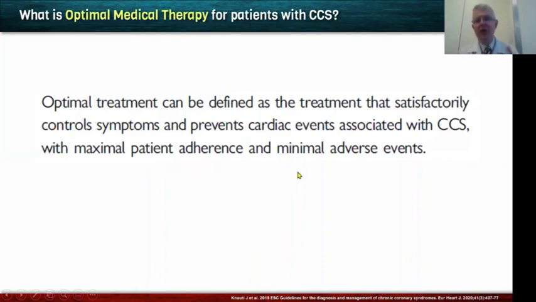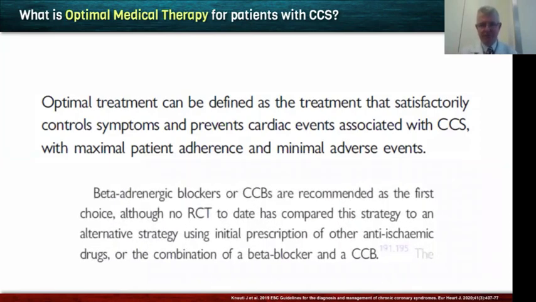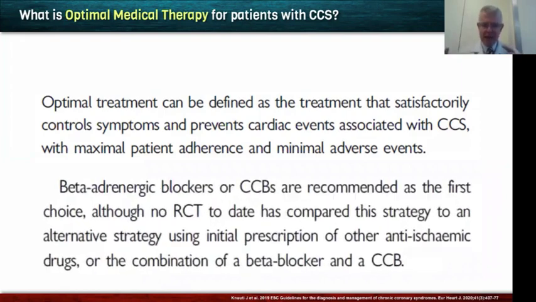And number four, minimal adverse effects. You have to control symptoms, you have to prevent events. The patient has to take the drug and the patient has to tolerate the treatment you are offering. And when the authors of the guidelines came with the idea to recommend the first choice for medical therapy, pay attention to what they said. They recommended as first choice a combination or monotherapy of a beta blocker or a calcium channel blocker.